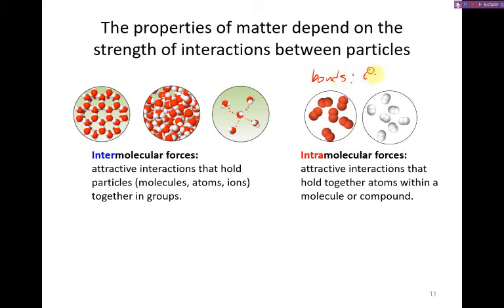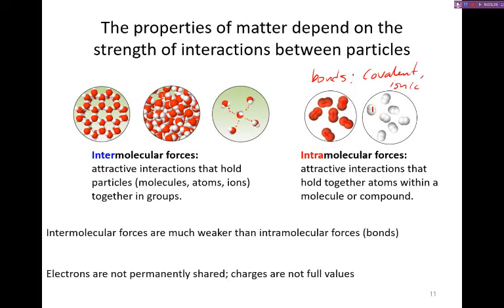That's looking at either covalent or ionic bonds. That's within the molecule. Again, if you break a covalent bond, you're changing the identity of the molecule. Whereas if you break an intermolecular force, you're not. And it turns out that intermolecular forces are much weaker than intramolecular forces.